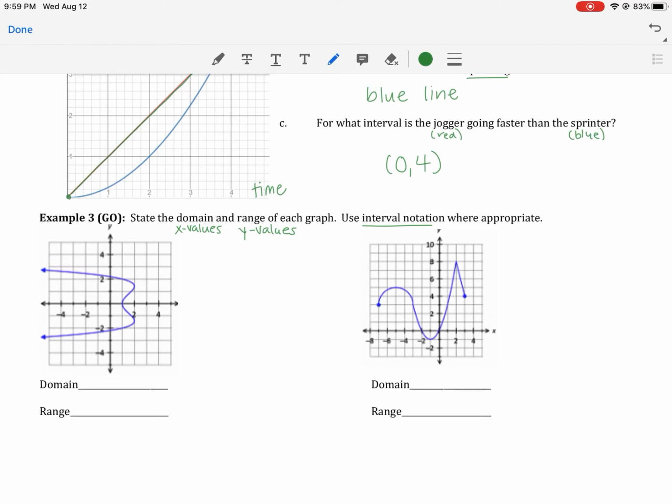So for your domain, look at how far left it goes. Because we have these arrows pointing to the left, it will go all the way to the left. If I keep going left, left, left, I'm going more and more negative. So I go from negative infinity. Anytime we have infinity, we use a parenthesis.